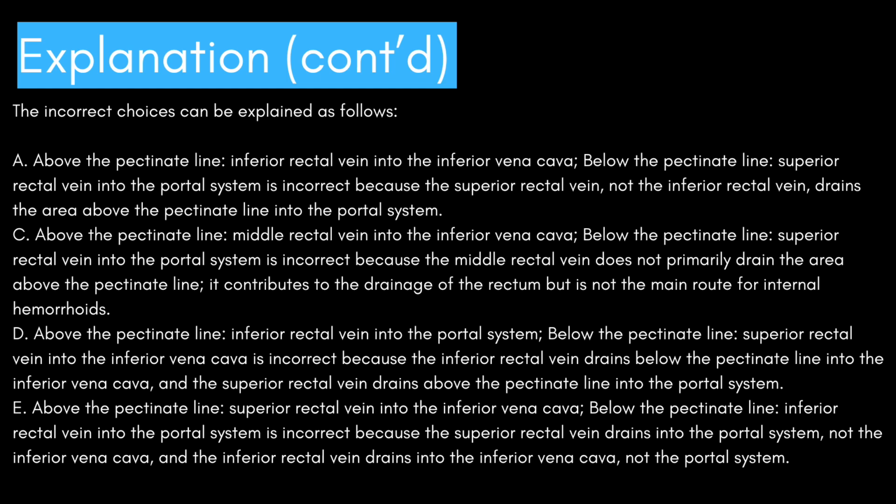E. Above the pectinate line, superior rectal vein into the inferior vena cava. Below the pectinate line, inferior rectal vein into the portal system is incorrect, because the superior rectal vein drains into the portal system, not the inferior vena cava, and the inferior rectal vein drains into the inferior vena cava, not the portal system.